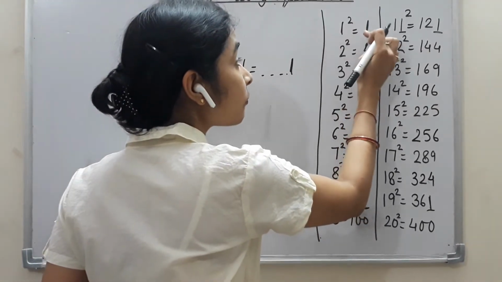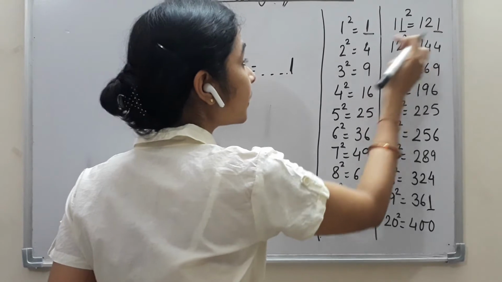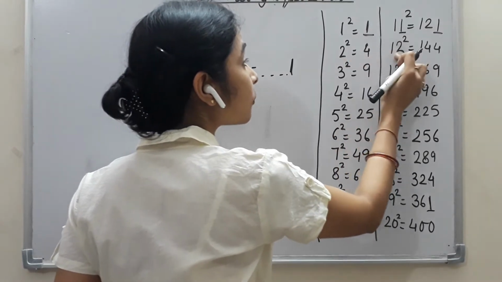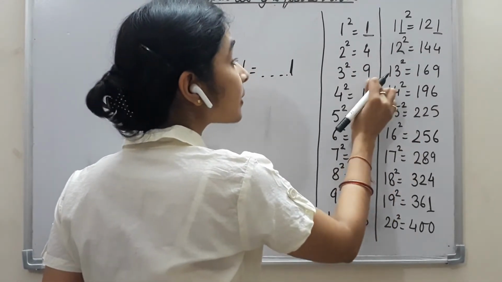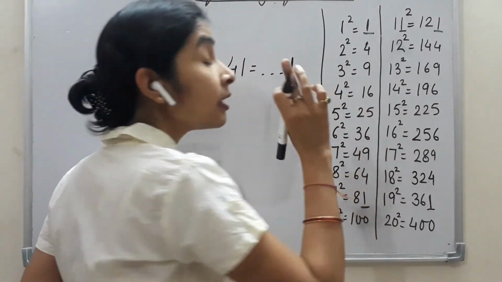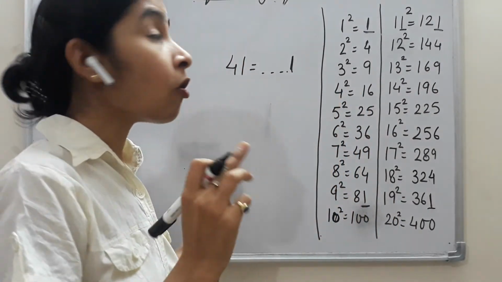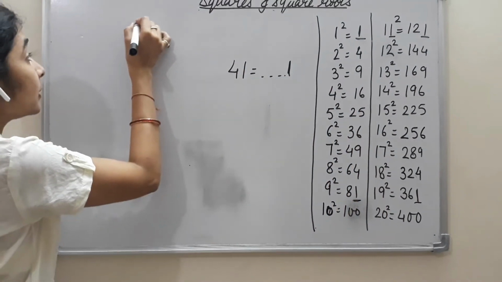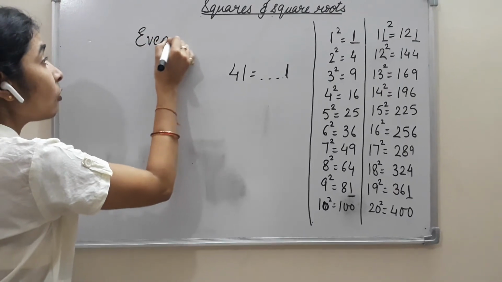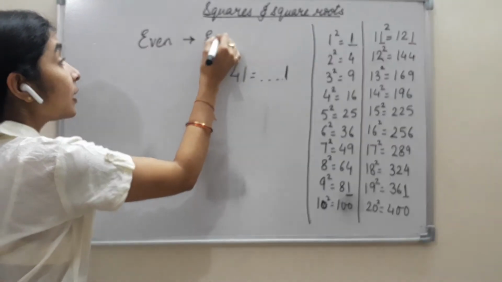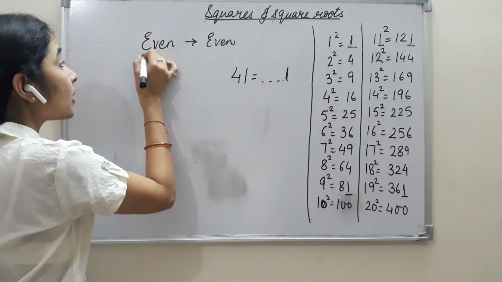The square of 1 is 1 and of 11 is 121, the square of 2 is 4 and of 12 is 144, of 3 is 9 and of 13 is 169. That means the square of even numbers are even, and the square of odd numbers are odd.